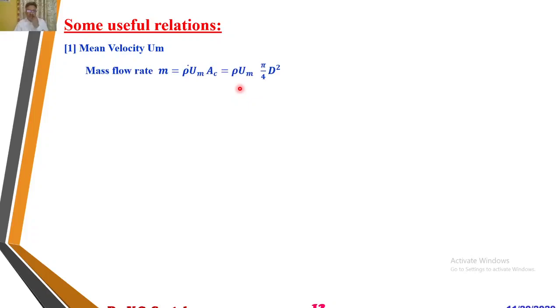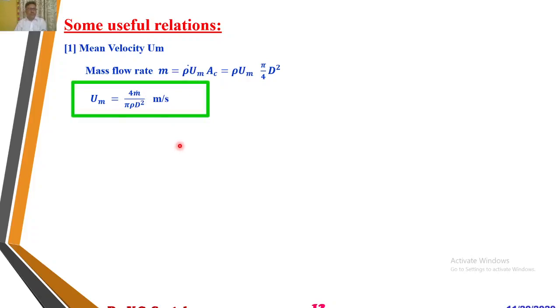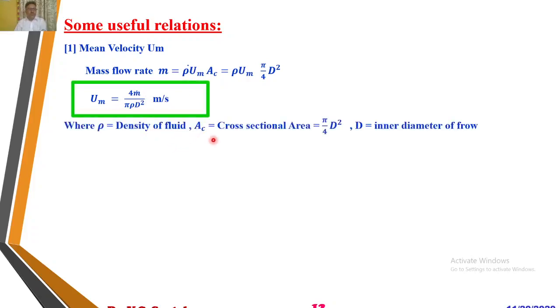So in order to define mean velocity, let us first define the mass flow rate: m dot is equal to rho into um into Ac, where the cross sectional area of the pipe is pi by 4 d square. So from this, the mean velocity is equal to 4 m dot over pi rho d square meter per second, where rho is the density of the fluid, Ac is the cross sectional area pi by 4 d square if it is a pipe, and d is the inner diameter of flow.